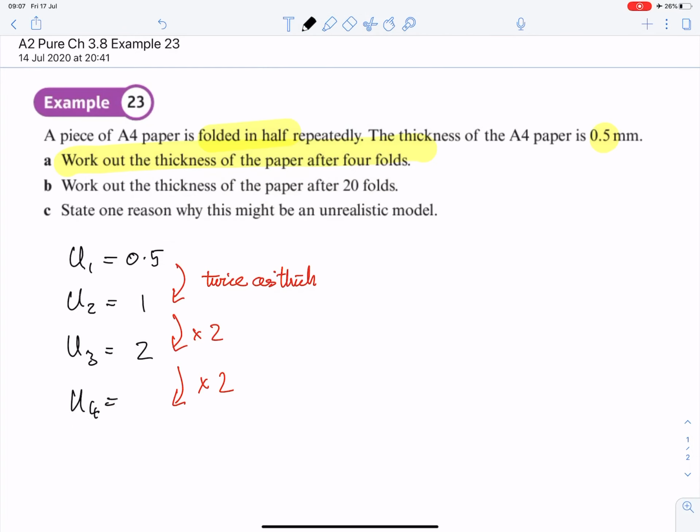U4 equals 4. Now, you might think we've finished at U4, but if we were counting the folds, that's 1, that's 2, that's 3. So if we want to find 4 folds, we're going to have U5 equal to 8. So we need to think about how we number these carefully.